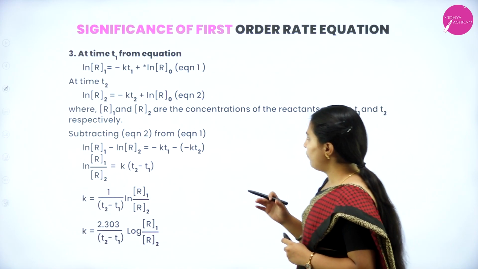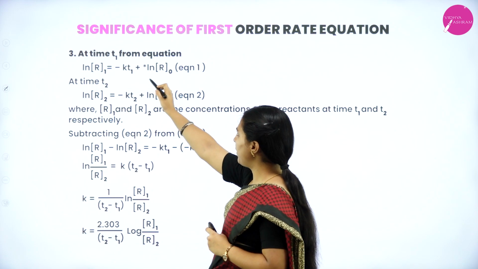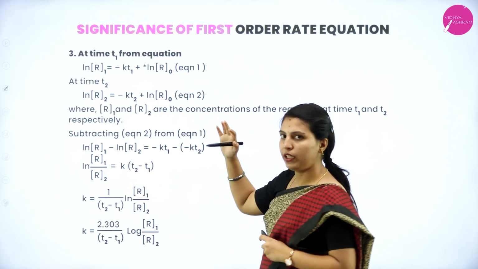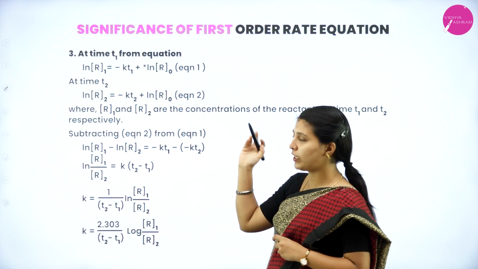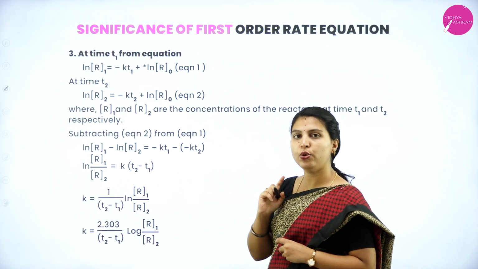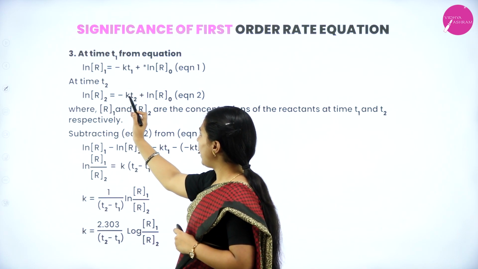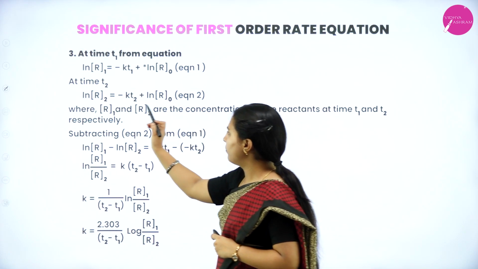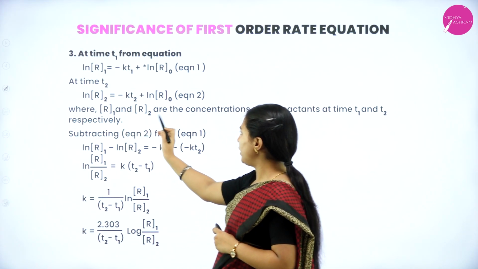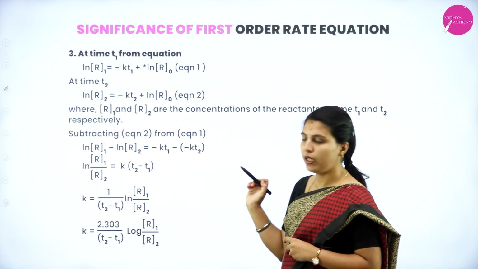At time T1, from equation 1, ln R1 equals minus KT1 plus ln R naught. Wherever it was 0, it has become 1, because T is not 0, it is T1. At time T2, same thing: ln R2 equals minus KT2 plus ln R naught. R1 and R2 are the concentrations of the reactant at times T1 and T2 respectively.